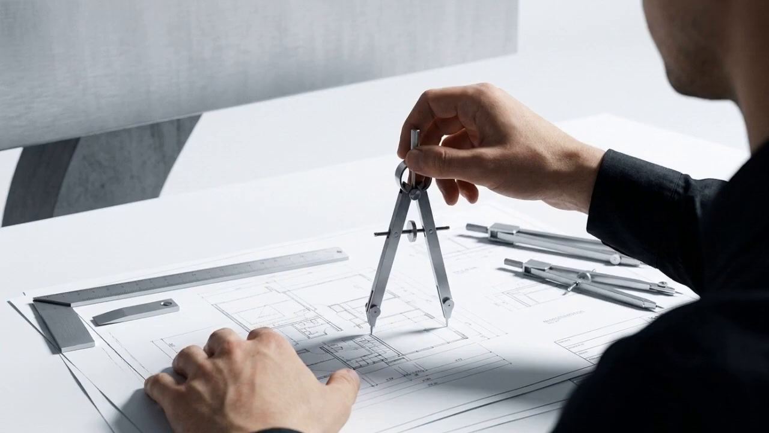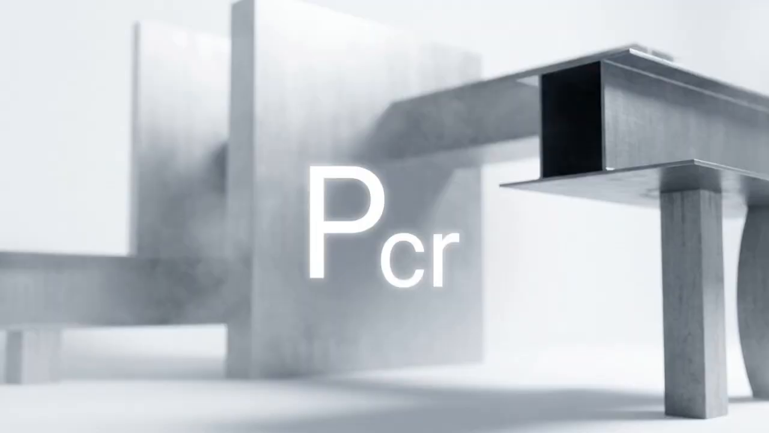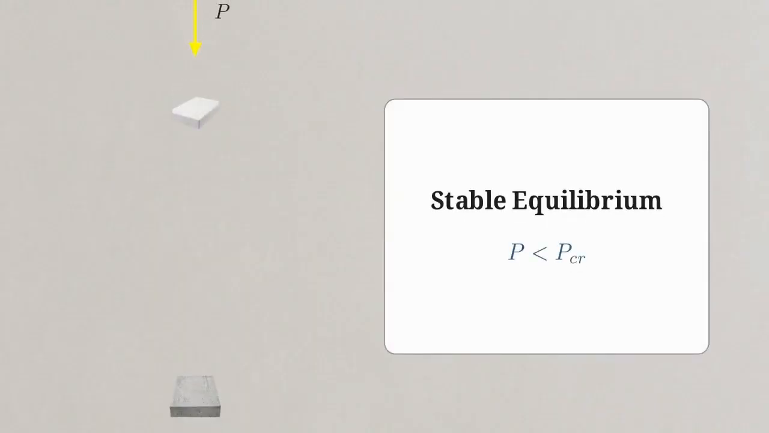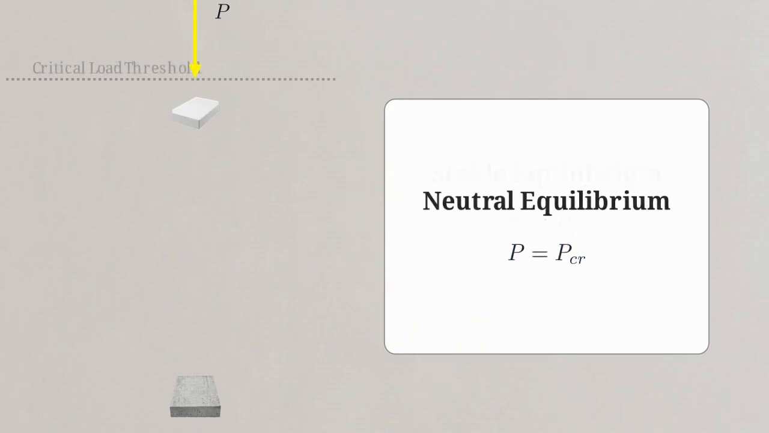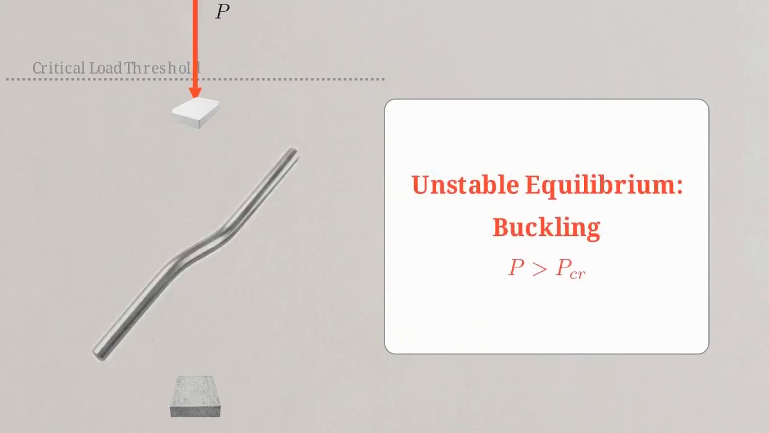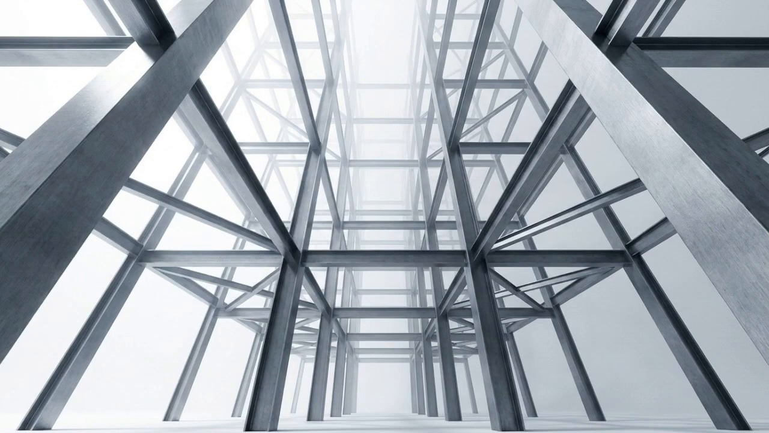To prevent collapse, structural engineers have to pinpoint the exact mathematical moment buckling begins. They look for a specific number known as the critical load. This is the invisible boundary separating a solid building from a disaster. Below the critical load, the column stays straight in stable equilibrium. Reach the critical threshold, and it enters neutral equilibrium, bowing slightly on a knife's edge. Push a fraction over that limit. Unstable equilibrium takes over, and it buckles entirely. Calculating this precise tipping point is a mandatory step in designing any structure taller than a few stories.